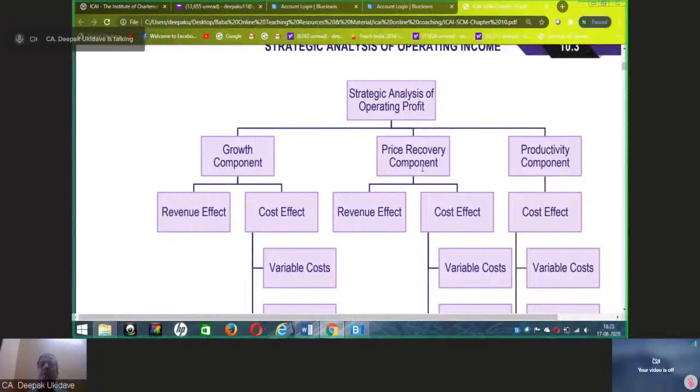But profit reconciliation statement should have a standardized format, and that is last year's profit, previous year's profit at the top, current year's profit at the bottom, and we are explaining the reasons why there has been increase or decrease in the profit, right? With the help of these 3 components, which is growth component, then price recovery component, and productivity component. When we talk about growth component, it has 2 dimensions. One is revenue effect, other one is cost effect. When we talk about price recovery component, again revenue effect and cost effect. But productivity component, I told you, only cost effect.